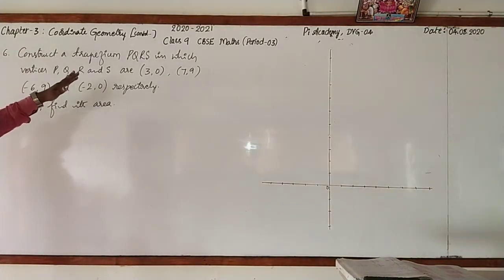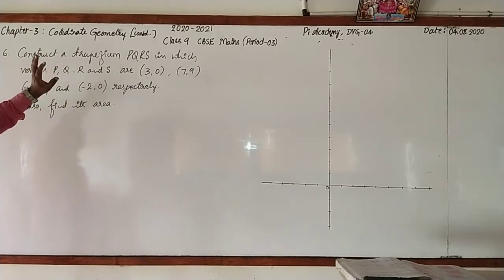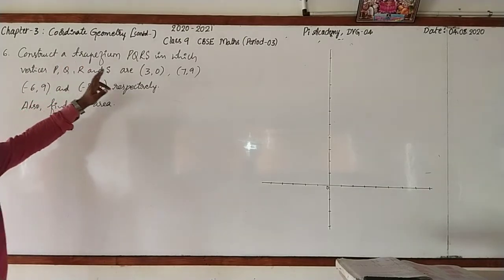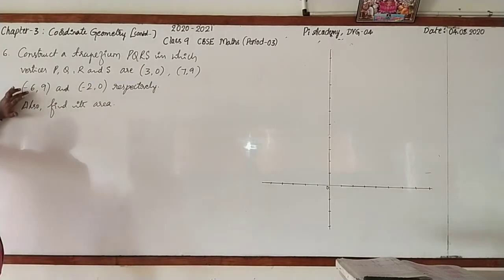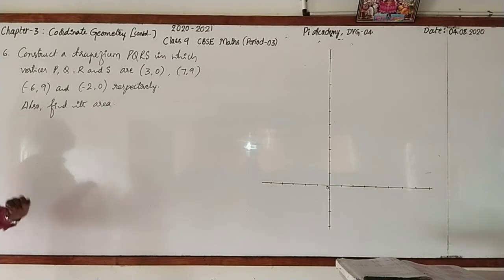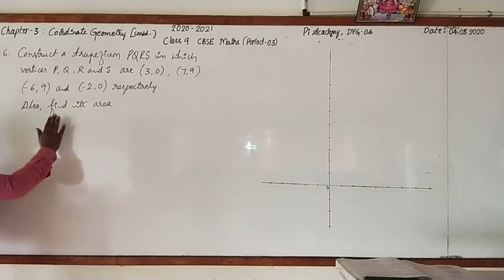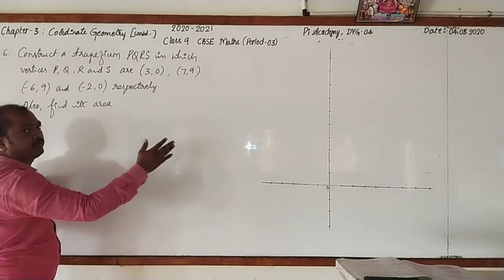Now sixth one. Observe this. Construct trapezium PQRS. They have already given the quadrilateral. It is a trapezium in which the vertices P, Q, R and S are (3, 0), (7, 9), (-6, 9) and (-2, 0) respectively. After that, we should also find out its area. Hence, first we shall go for constructing it.